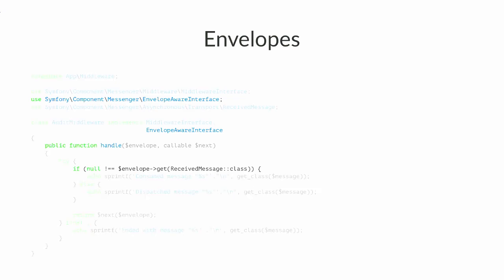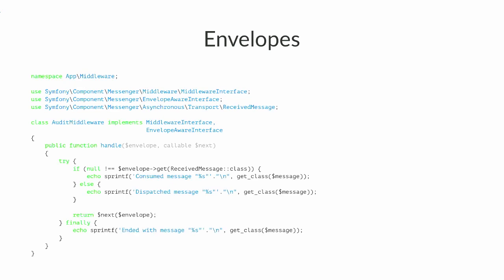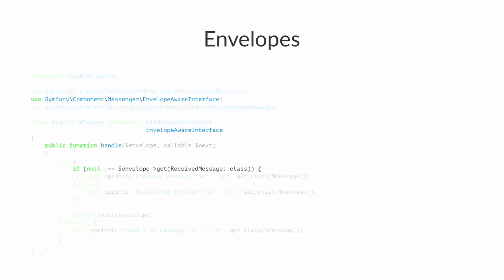So using this envelope, there are multiple things. First of all, on top of the middleware interface, there's a small trick that you can add. You add a second interface that says, I am an envelope-aware interface. That means that your handle function will not get your domain message. It will get your envelope, which is an object that has a set of properties, including getMessage, from which you can get your actual domain message.